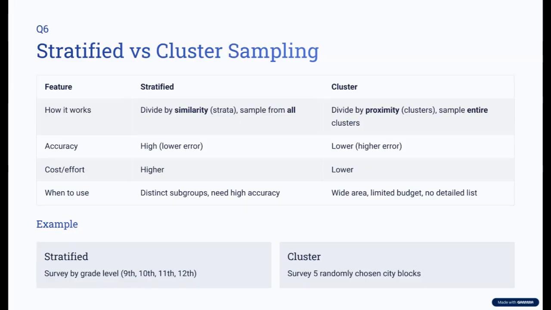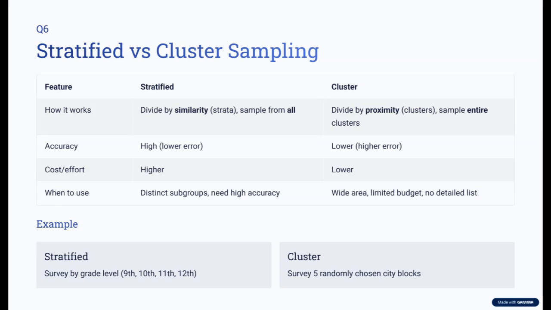Stratified sampling, how it works. Divide the population into strata, groups, based on a characteristic like age, gender, income. People within a stratum are similar to each other. Then take a random sample from each stratum and combine them. Analogy: to understand student opinions, divide by grade, 9th, 10th, 11th, 12th. Then randomly pick 10 students from each grade.